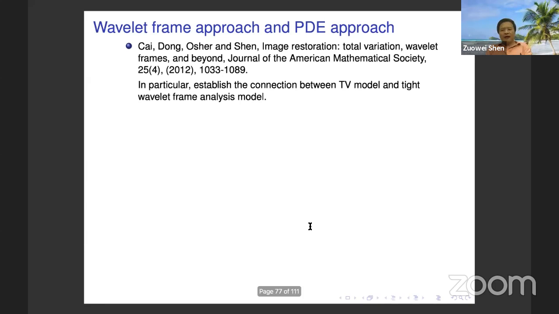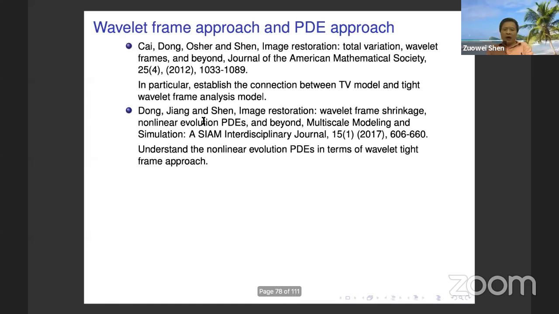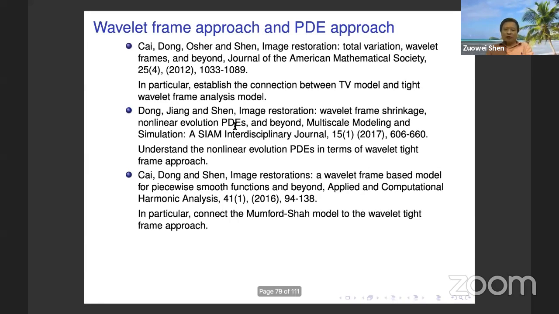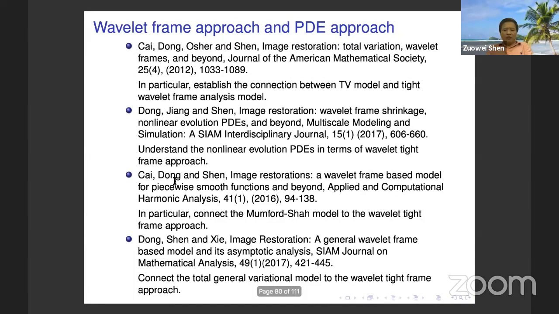This led us to a big project with four, I think, very long papers, each about 50 pages. In the first paper, we make the connection between wavelets and total variation. In the second paper, we make the connection between our wavelet approach and the nonlinear evolution PDE approach. In the third one, we make the connection with the piecewise smooth function approach, the Mumford-Shah approach in a special case. And in the last, we also make the connection with the general variational method. We mathematically prove how they connect.